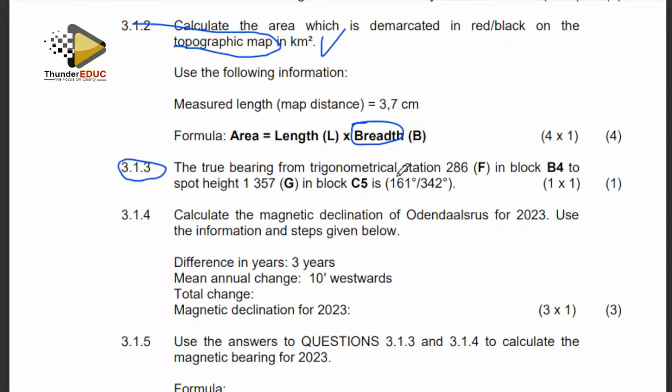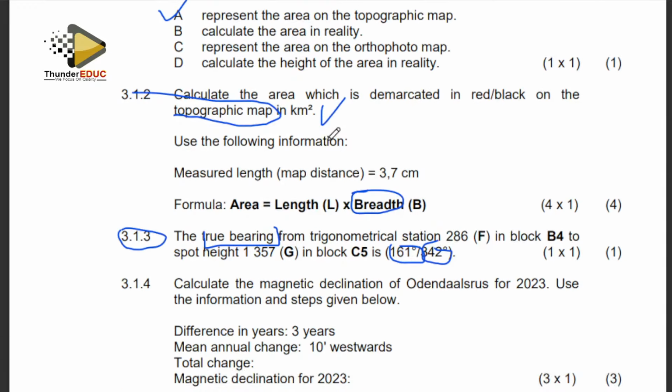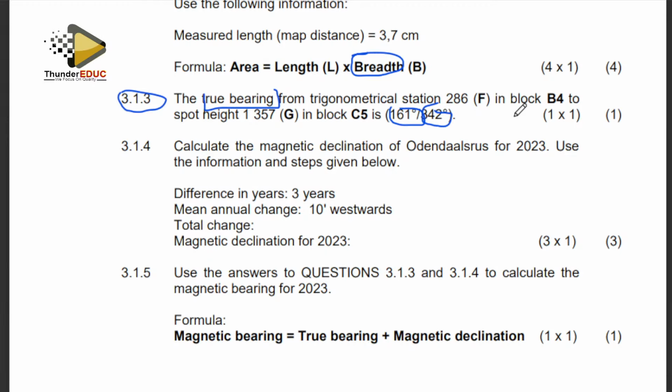Okay, so they want you to choose between this and this one. Which one is right? When you're looking at true bearing, remember we didn't see even true bearing in paper 1, so you can get it in paper 2. And you also didn't see area in paper 1, so you're likely to get it in paper 2. So please take note of that.